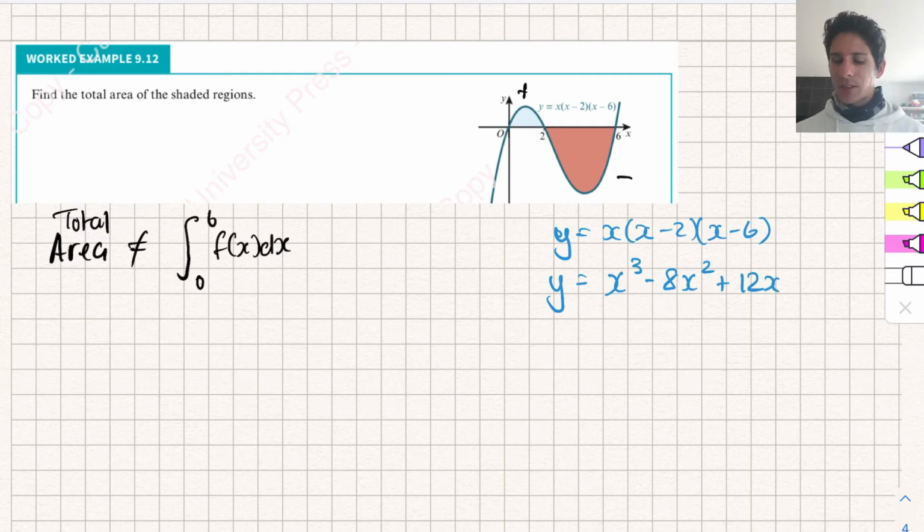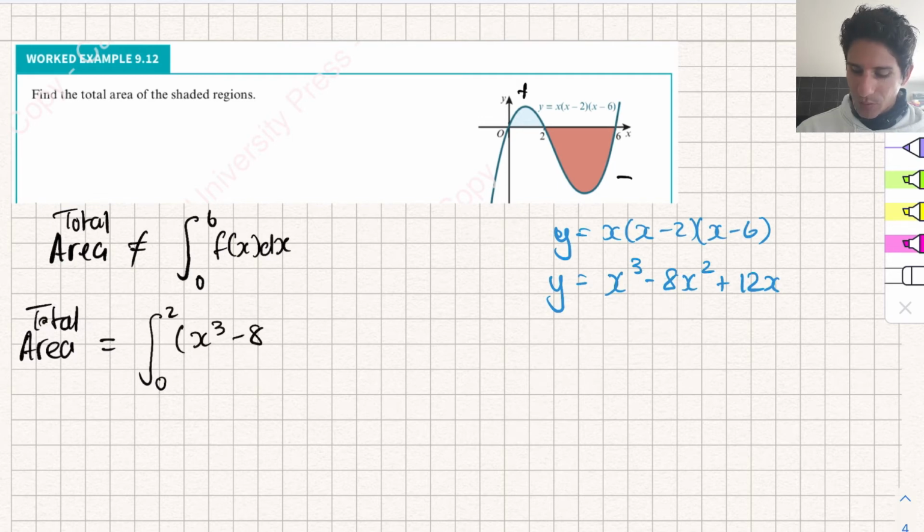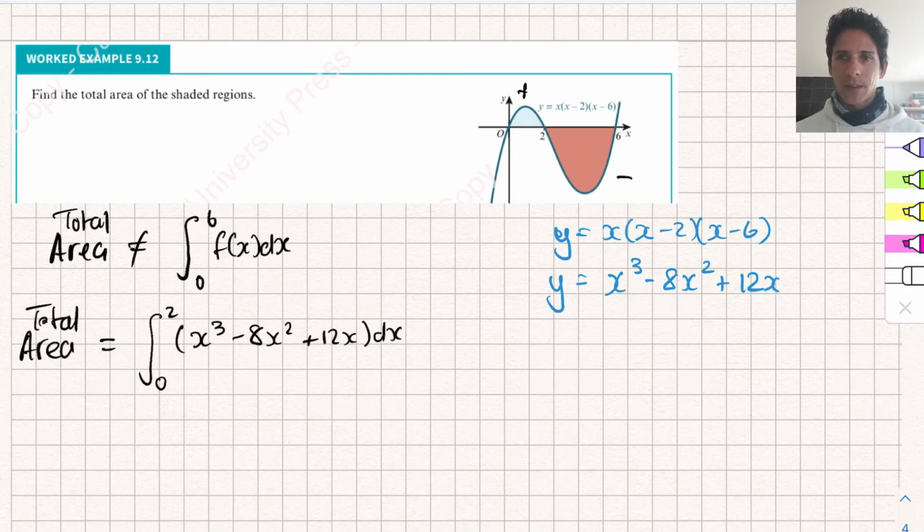And we have that x hanging on there. So there's my function. Okay, so now we can find the area. So the total area is equal to the integral from 0 to 2 of x cubed minus 8x squared plus 12x dx, okay?